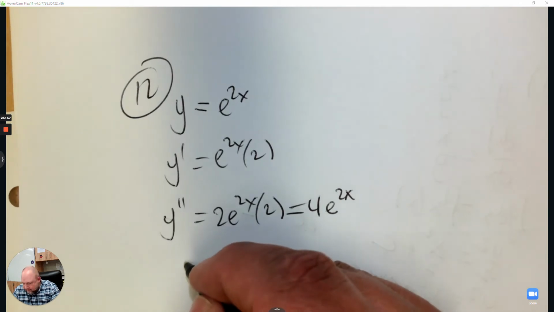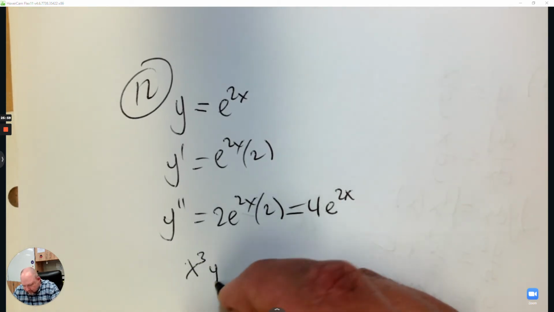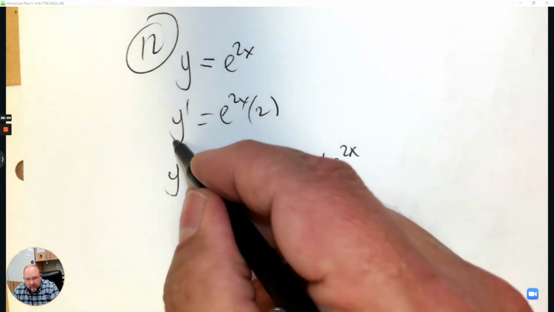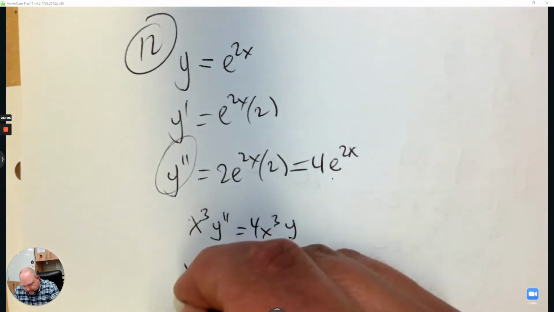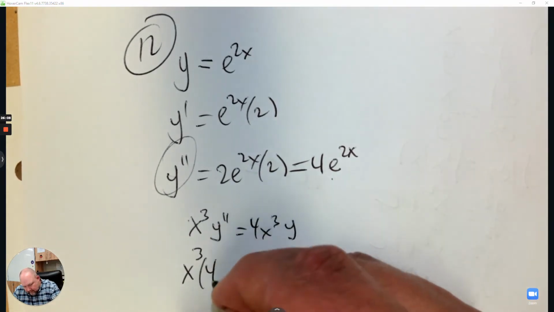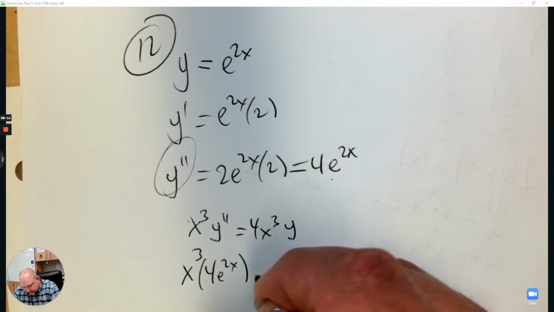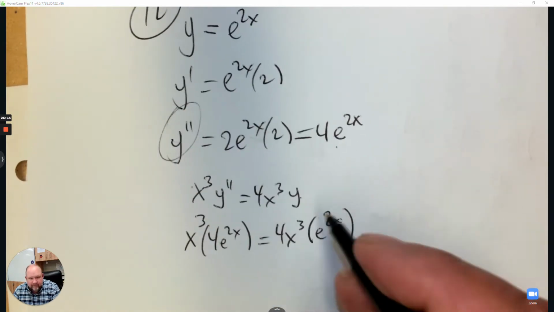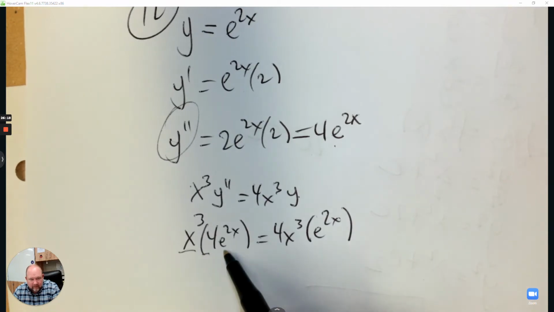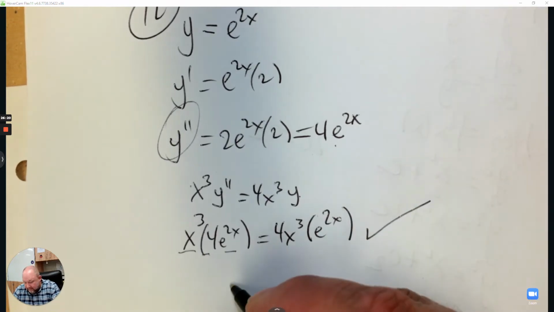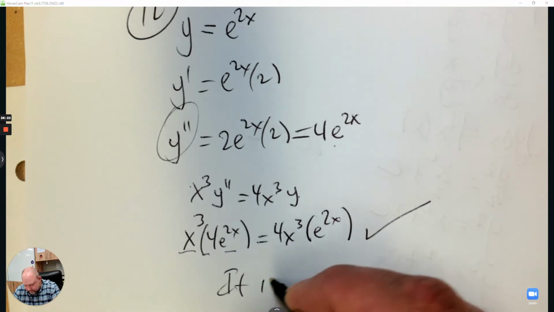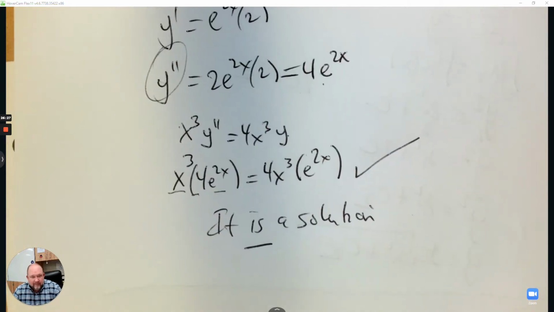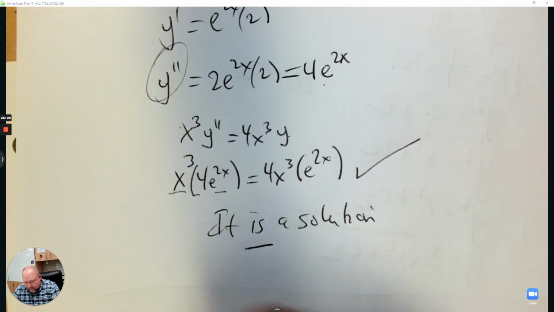So if I look at what's given, remember x cubed, the second derivative, 4x cubed y, I'm going to substitute in. So the second derivative is 4e to the 2x. Y is e to the 2x. And now look carefully. They're exactly the same. It is a solution, because they match.